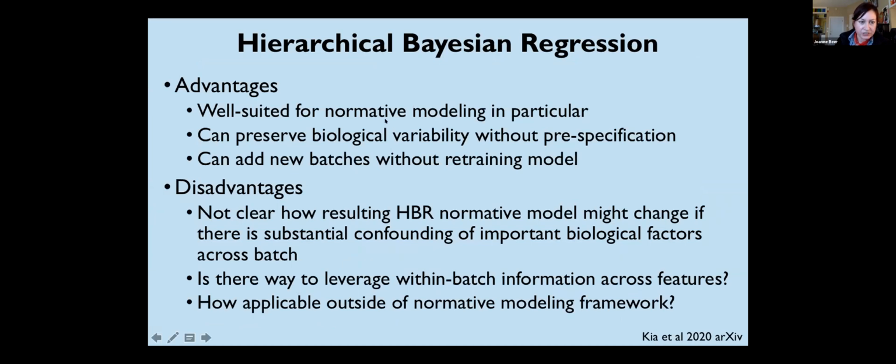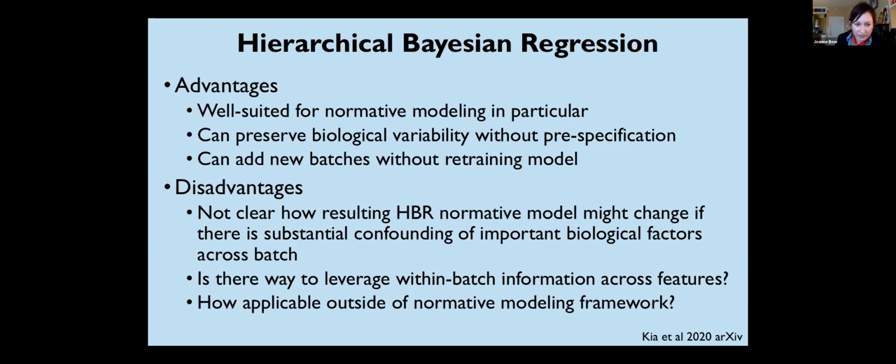Just to finish, the advantages of this approach, as was mentioned, are that it's well suited to normative modeling. It can preserve biological variability, so you don't need to pre-specify that. You can add in new batches without retraining the model.